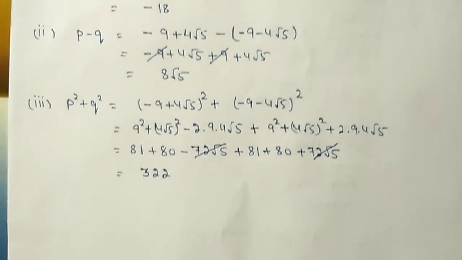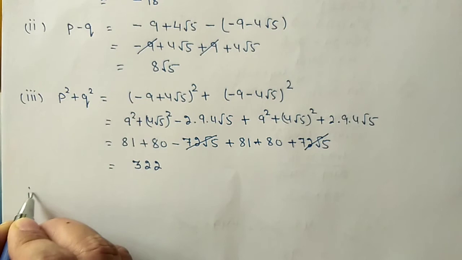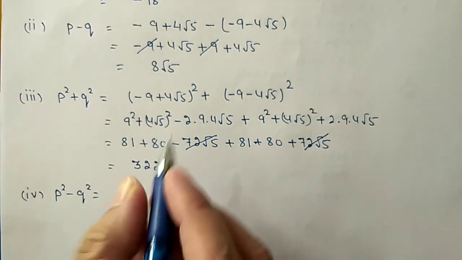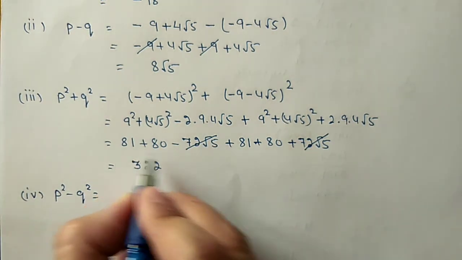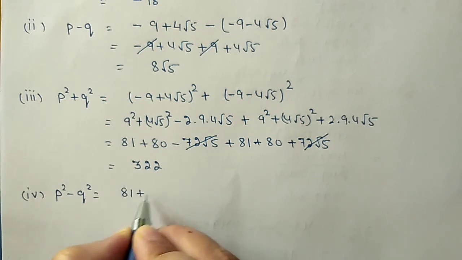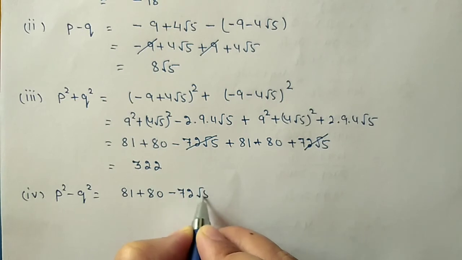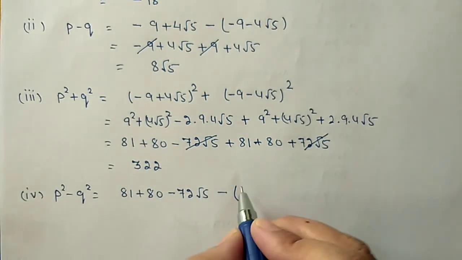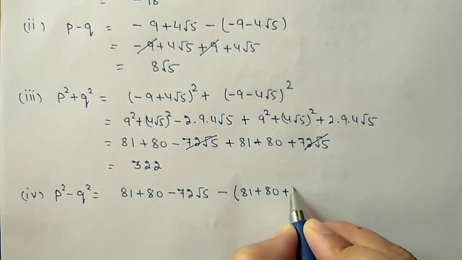Fourth part, p square minus q square. So already p square we have calculated here. This value we can substitute here. It is p square 81 plus 80 minus 72 root 5 and then minus symbol q square value. This one 81 plus 80 plus 72 root 5.